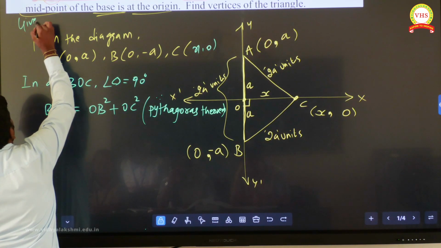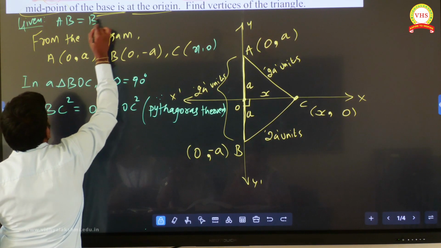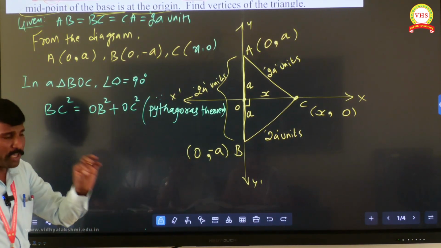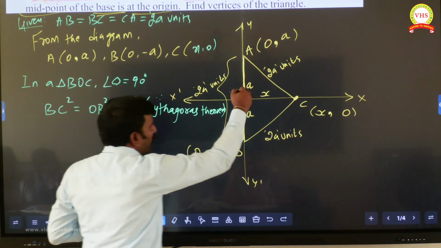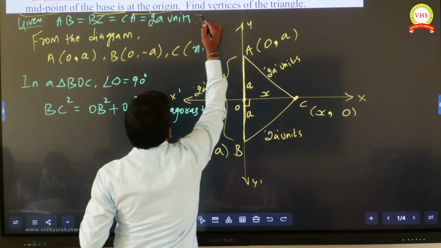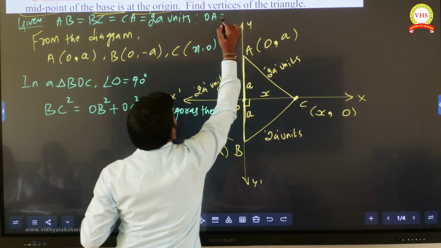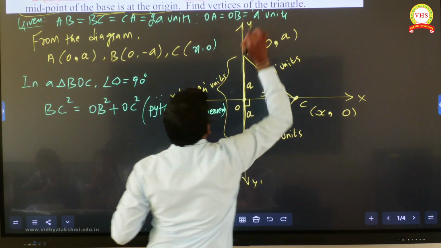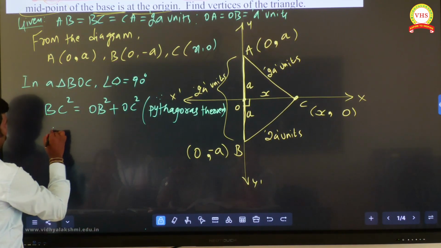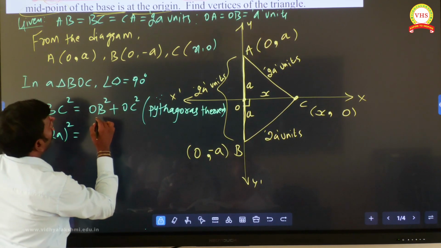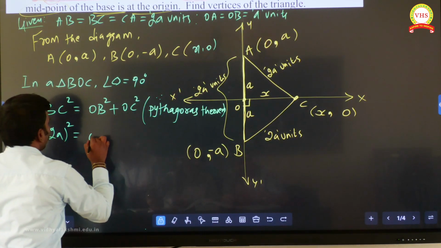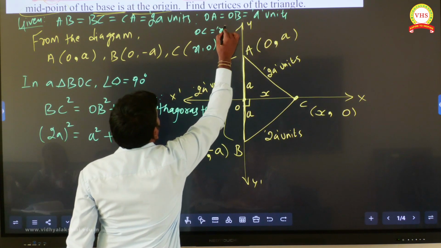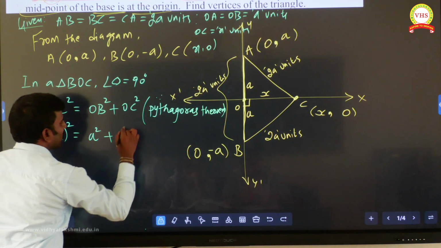Here let me mention the given: AB, BC, CA are everything equal to 2A units. They said the origin is the midpoint. That means OA and OB are both equal to A, half of 2A. BC value is 2A, so let me substitute 2A square. OB value is A square, and OC value I assumed as X units, so X square.